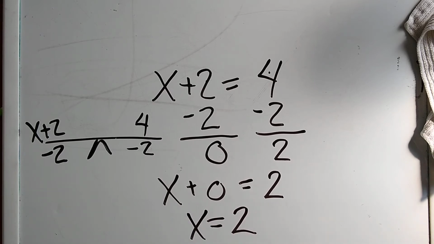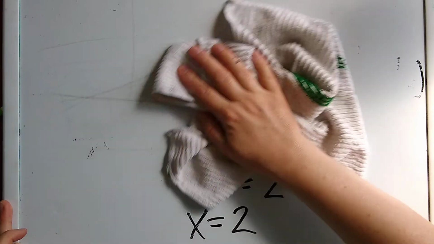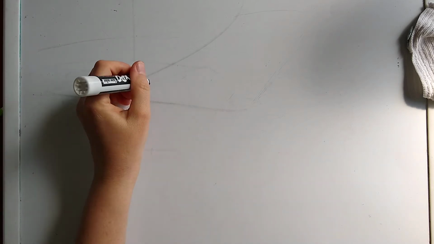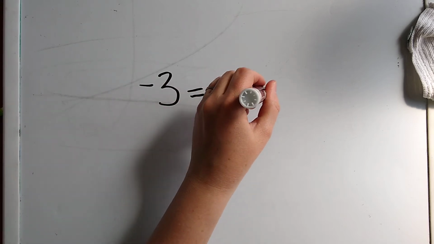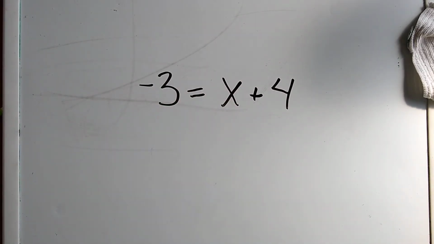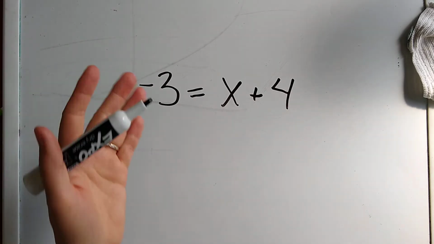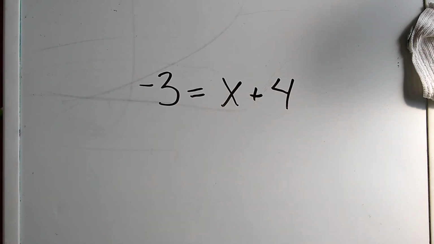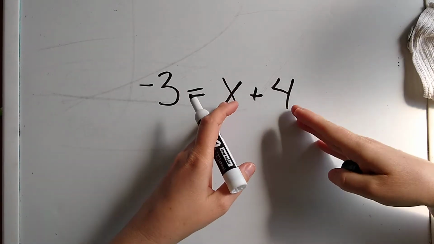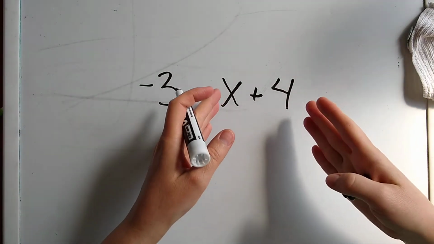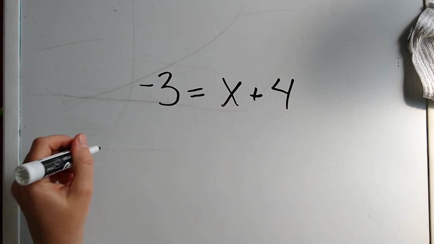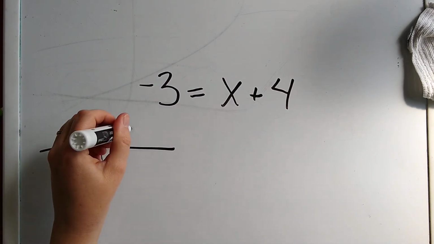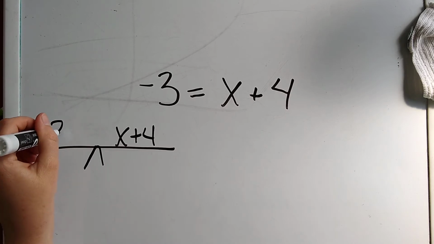All right, let's look at another one, and let's have it look a little different for us. Let's maybe throw in a negative number. How about if I have negative 3 equals x plus 4. Okay, I've flip-flopped it around, and I've thrown in a negative number. It's the exact same steps. Remember, all the letters on one side, all the numbers on the other. My letter is already on this side, so I'm going to keep it on this side. So I have my lovely balance here. I have x plus 4, and I have negative 3.